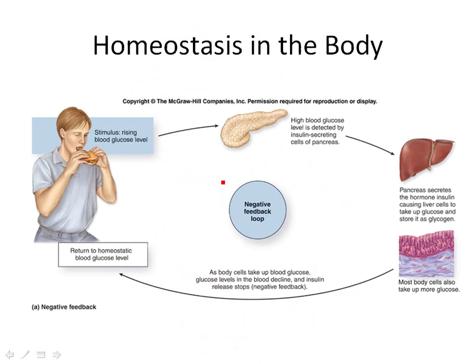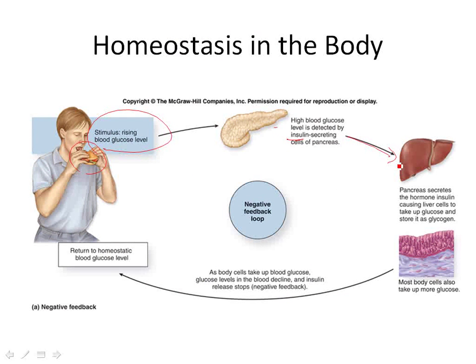Let's look at how this happens in the body. Here's an example of a negative feedback reaction in the body. The stimulus: this guy's eating a cheeseburger, so his blood glucose is rising. Glucose is blood sugar. Blood sugar levels are rising. Okay? The pancreas is going to secrete insulin.